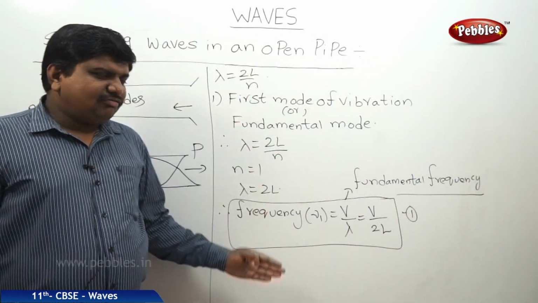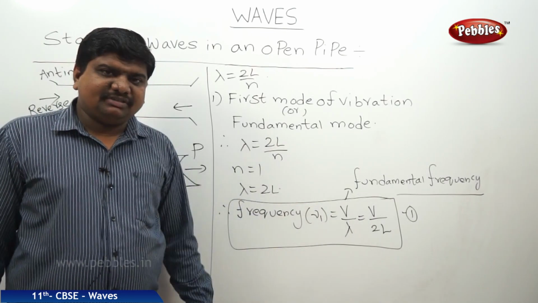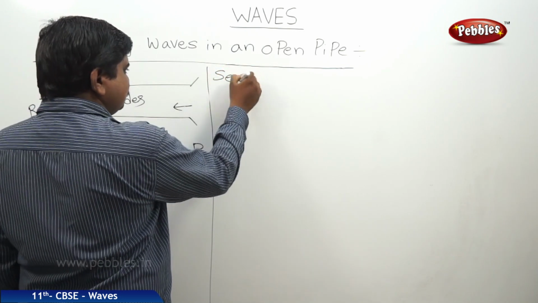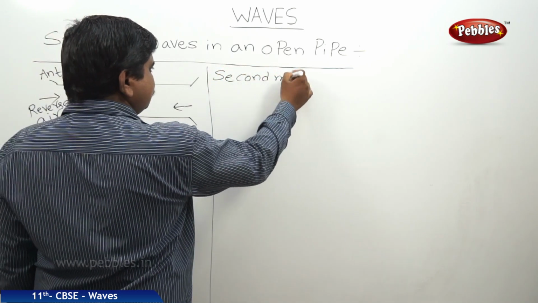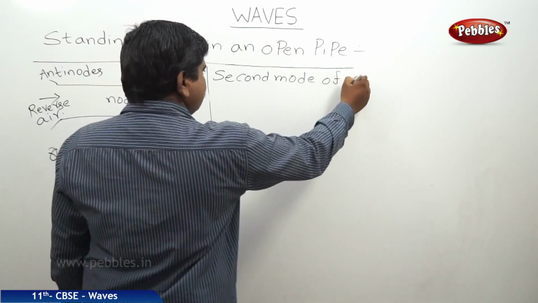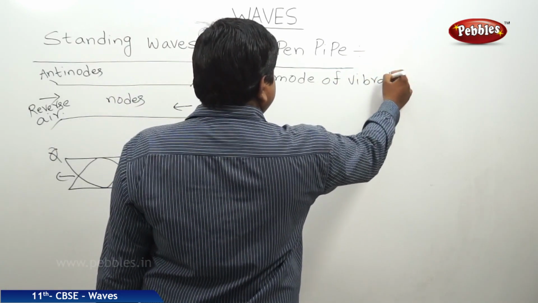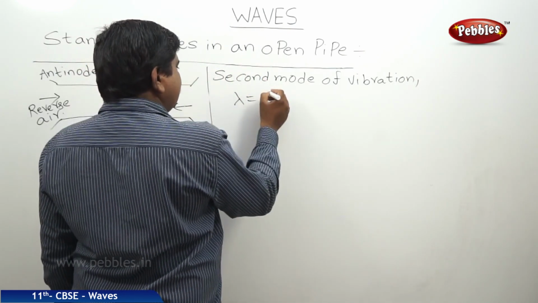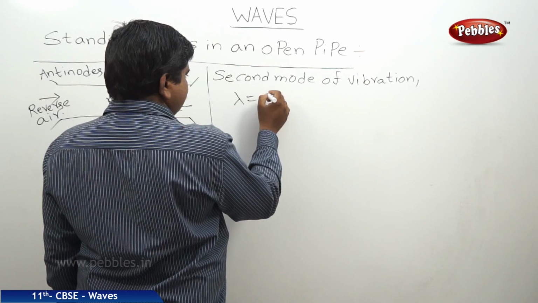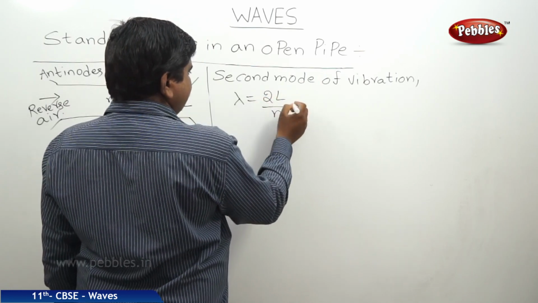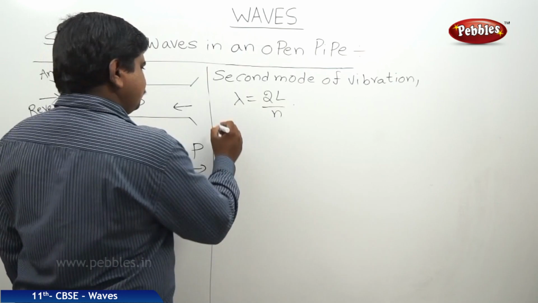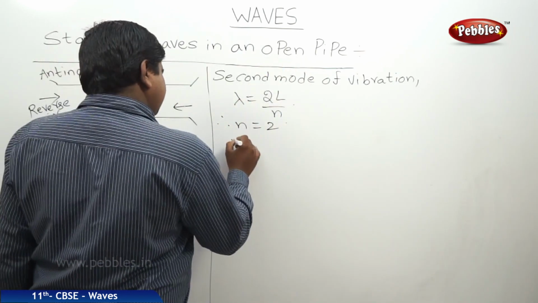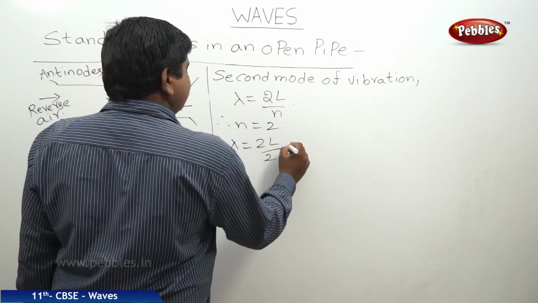So, the remaining modes of vibrations we can also derive with the help of the same equation. Next one is the frequency of the second mode of vibration. We know that lambda is equal to 2L by n. Therefore, n is equal to 2 for the second mode of vibration. Therefore, lambda is equal to 2L by 2, nothing but L.